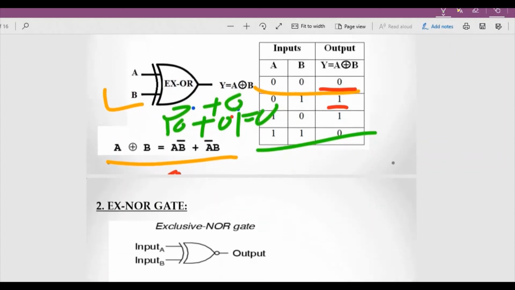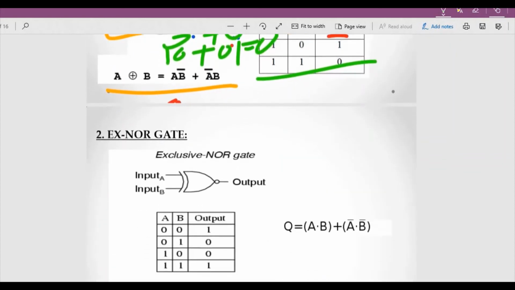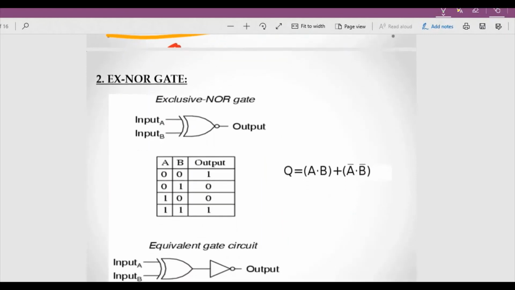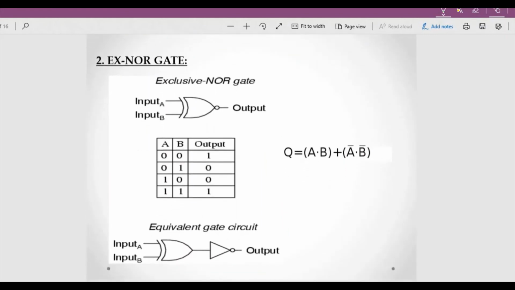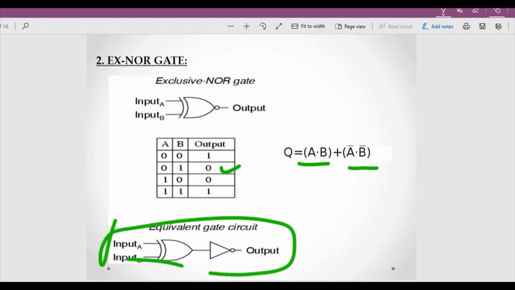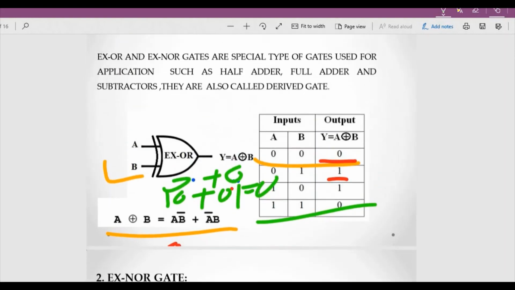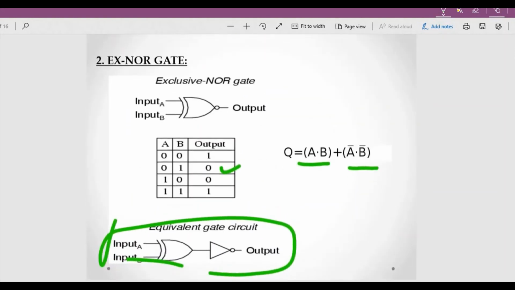Okay. Now we'll similarly study the exclusive NOR gate. You can say that it is just the opposite of it. So how is it opposite? If both the inputs are the same, you get logic 1, and if either of the inputs is different, you get logic 0. Now its expression is a dot b plus a dash into b dash. Then there is also this equivalent diagram. You can see that it is nothing but the exclusive OR with an inverter in front of it.